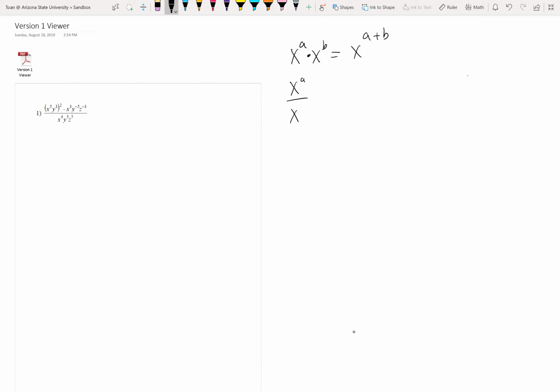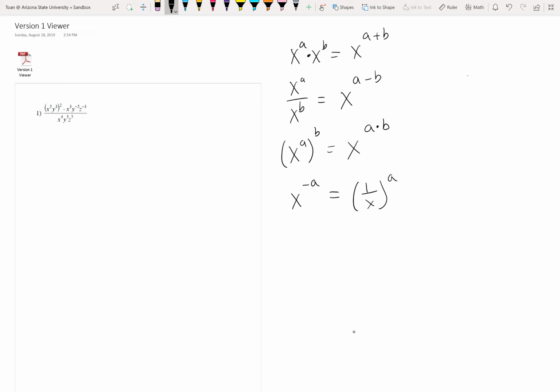The quotient property says the exact opposite. If you're dividing like bases, you can condense them together as long as you subtract the exponents. The power property states if you have an exponential expression and you raise it to another exponent, you go ahead and multiply the exponents. And the last of the main ones that we typically use is the negative exponent property, which says if your exponential expression has a negative exponent, all that negative exponent tells you is to reciprocate the base in order to make the exponent positive.